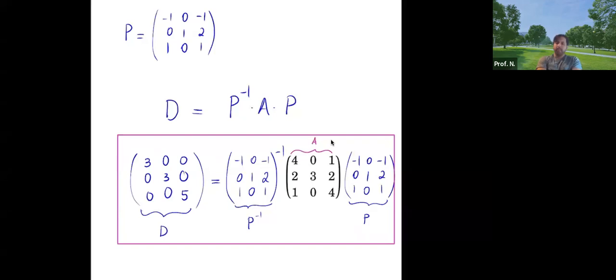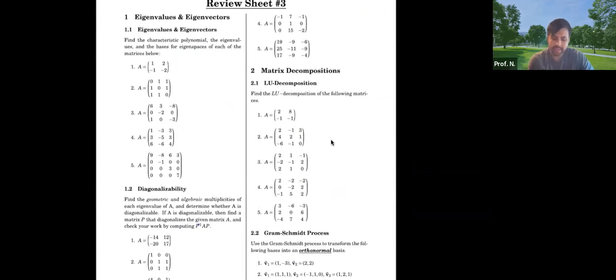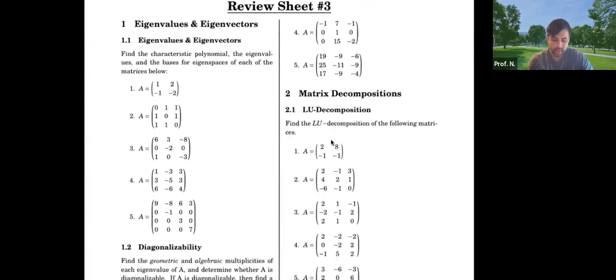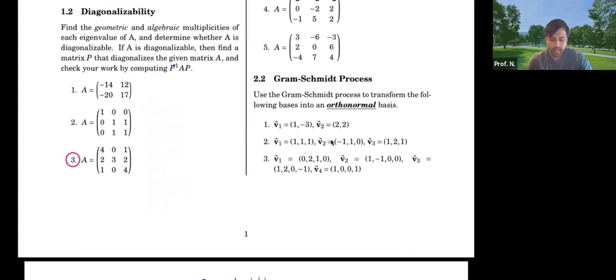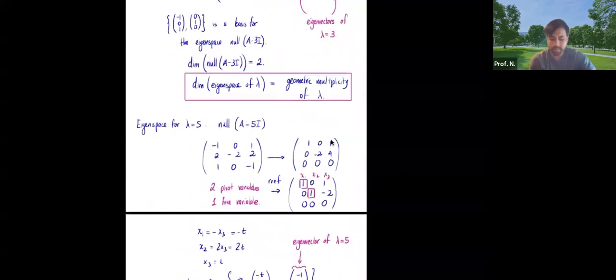So Baldwin, does this make sense? Great. So a lot of these problems are basically the same thing, right? In the review sheet, diagonalizability is just the same thing. And of course, related to that is this whole section on eigenvalues and eigenvectors. Diagonalizability just takes it one step further and asks you whether or not it's diagonalizable.